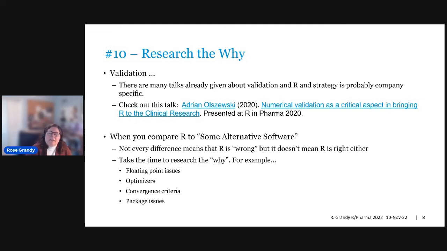So some whys can include things like differences in default options, differences in optimizers, floating point issues, and convergence criteria differences. And sometimes there are issues with the packages that you picked where they may not be doing exactly what you think they're doing. So just be sure to allow some quality time to figure it out.